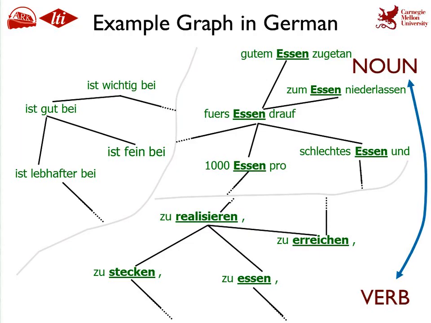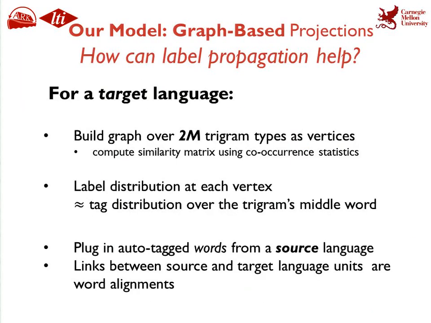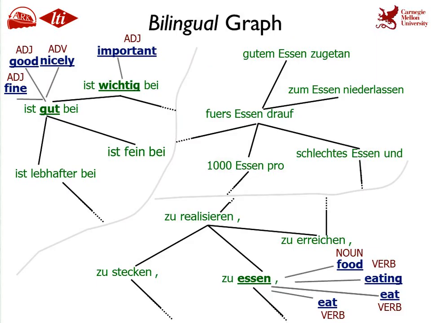Since this is not an ideal semi-supervised learning setup, to seed the graph we need some sort of information, and that comes from our source language. We plug in automatically tagged words from a source language like English, and the links between the source and the target language units are just word alignments. When we do this, it looks like this. Say the word over here was aligned to food, eating, eat, and eat, and each of them was automatically tagged in context by a supervised tagger.